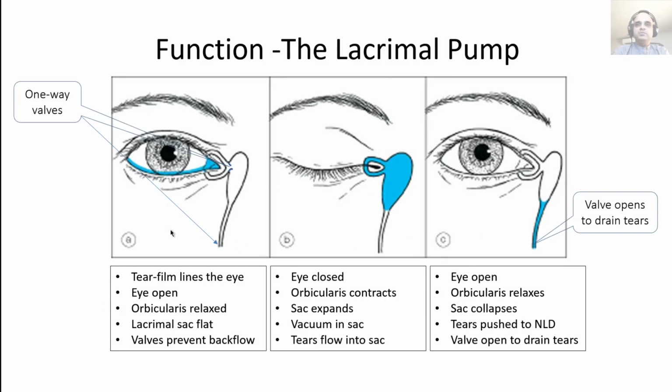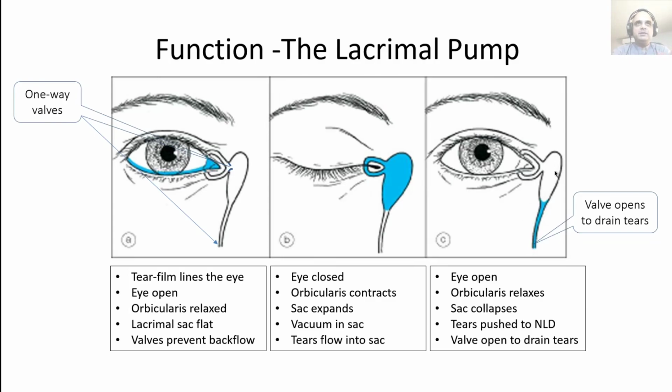So briefly again, eye open, orbicularis oculi relax, sac is collapsed. Eye closes, orbicularis oculi contracts, pulls the sac open, creates negative pressure, all of the tears go into the sac. When the eye opens again, orbicularis relaxes, sac collapses.